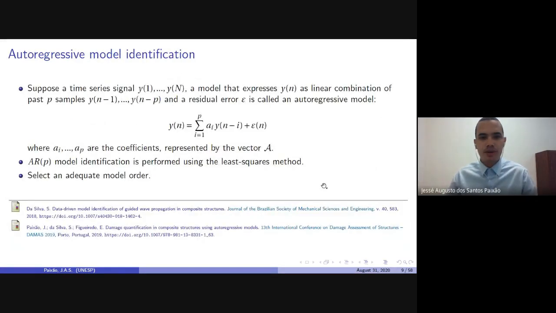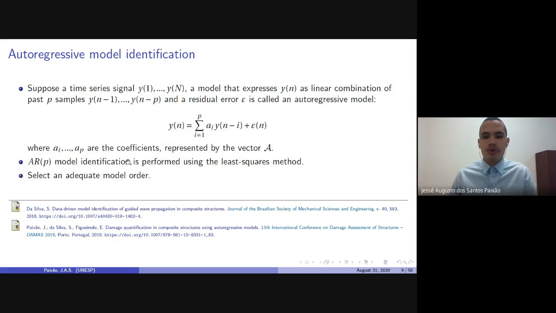The application of autoregressive models has been extensively used in the literature for damage detection using vibration-based indices. However, it has been little explored for Lamb wave-based data. Basically, suppose that we have a time series signal Y with n samples, which in this case is our Lamb wave propagation signal. Then an AR model can be identified using the structure presented in this equation, where we express each sample of our signal as a linear combination of p past samples of our signal, and also a residual error. This is called an autoregressive model, where we have the autoregressive coefficients a_i and also our residual error.